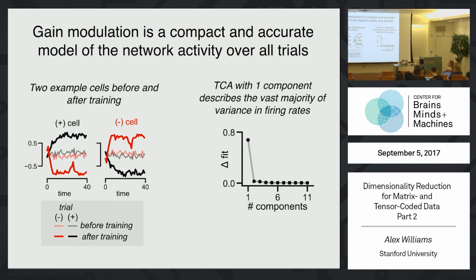In fact, if you look at a scree plot showing the improvement in fit as you increase the number of components in a TCA model, you can explain the vast majority of variance, around 75%, with just a single component. And you can see from this that this is still a pretty noisy network, and you can get 75% of the variance with a TCA model. And this is even though there are nonlinear synapses and recurrent connectivity. So there isn't necessarily a mathematical guarantee that this should work, but empirically it does.